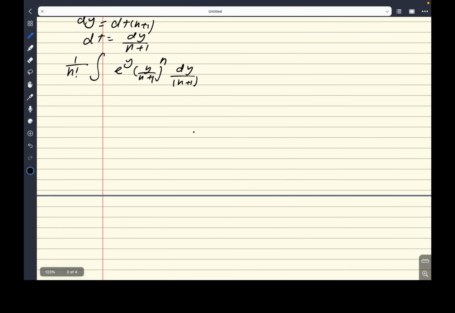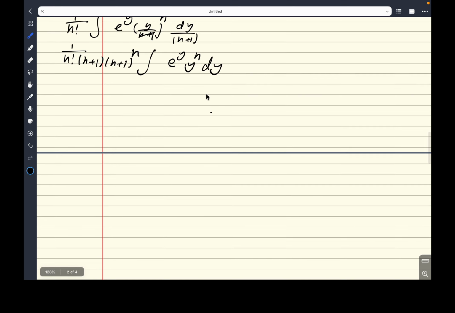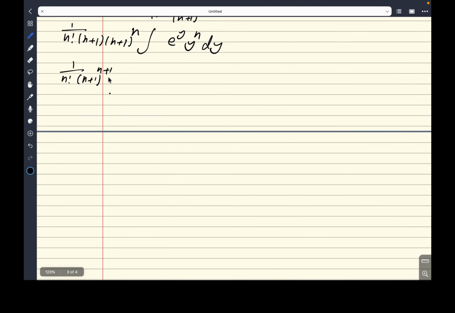So now 1 over n factorial, this n plus 1 goes out, this n expands, and n plus 1 to the power of n also goes out, and we're left with e to the y times y to the n dy. Now 1 over n factorial and n plus 1, these two also get together. It's e to the y times y to the n dy.